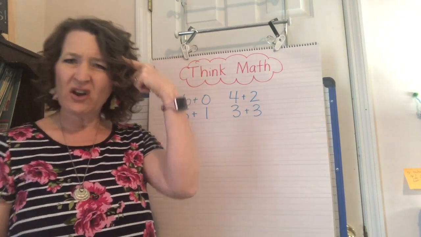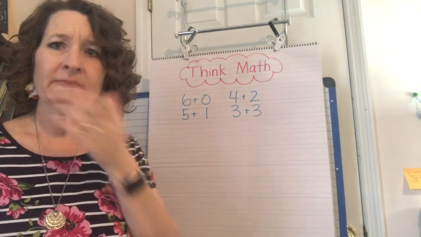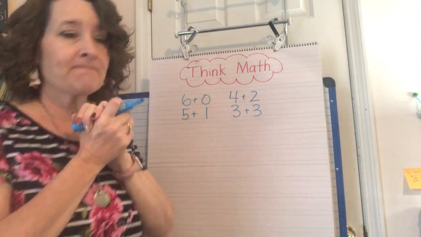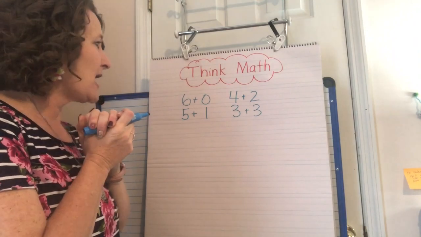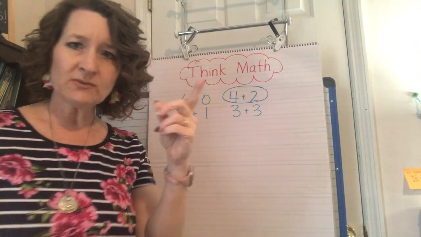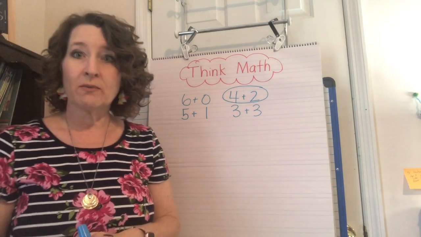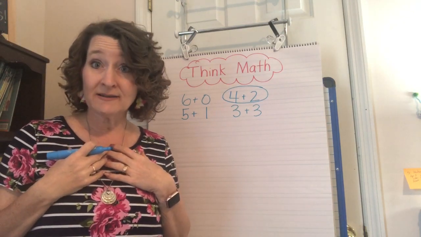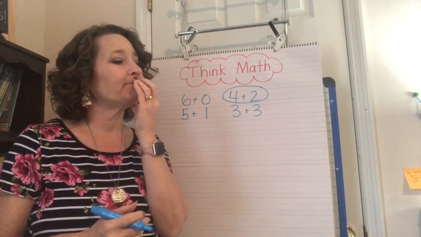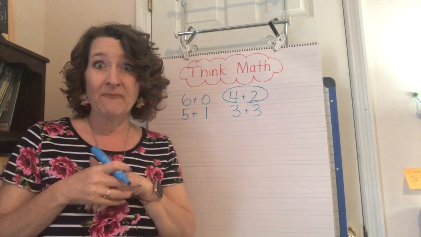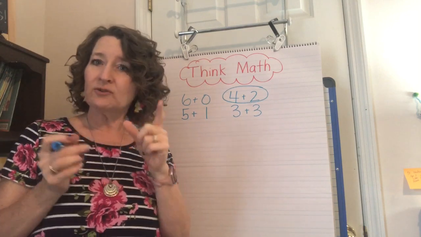So now that I've thought of the ways to make 6, I'm going to choose one for my story. And I'm going to make up the story that goes with it. I think today I will choose 4 plus 2. So this is what I'm going to use for my story problem. Now I've got to think, what do I want the story to be? I think it will be about cats today because I love cats. I love my kitty cat, Lily. And so I think I'll do a story about cats.